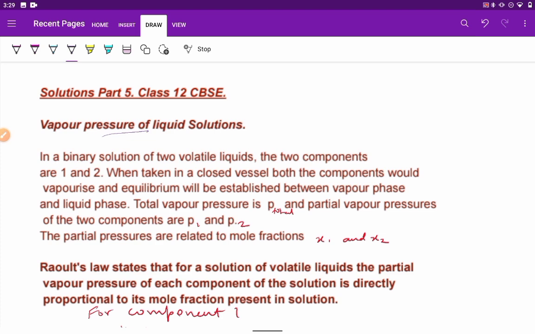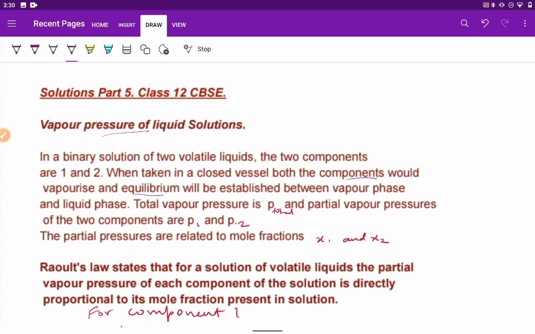Now if there is a binary solution of two volatile liquids and we name the two components as 1 and 2, and if we take them in a closed vessel, both the components will vaporize. And when they vaporize, there will be a vapor phase and a liquid phase, and we find that there will be an equilibrium between the vapor phase and the liquid phase.